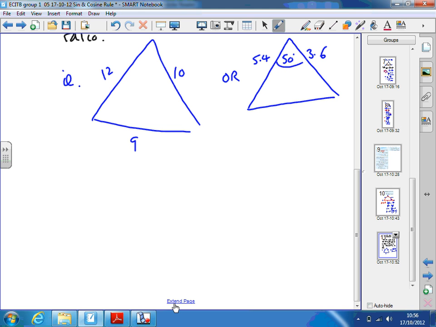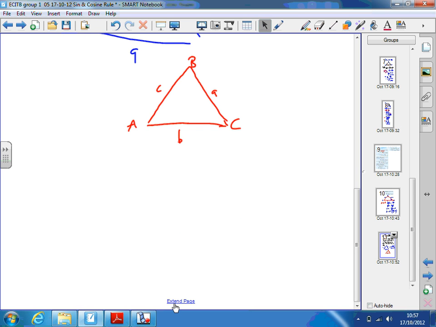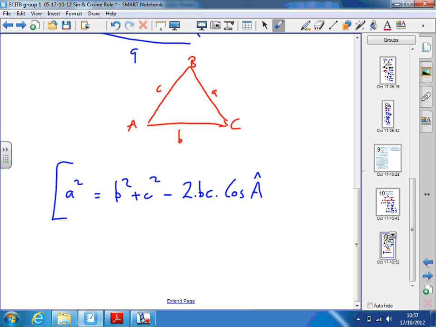Again, it applies to a triangle using the notation we've been using before. For a triangle ABC, where we label the sides little a, little b, and little c, this is the cosine rule. A squared, so the side A squared, equals the other two sides squared, b squared plus c squared, but then minus 2 times bc times the cosine of angle A. That's the cosine rule.